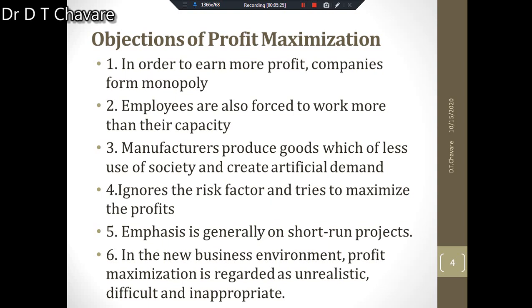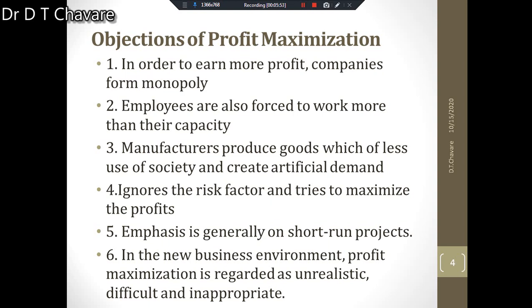Emphasis is generally on short run projects. It means that such projects are short run projects, not long run projects, but one should think about long run projects. But any organization does not stress long run projects, and such an objection is also raised against profit maximization.